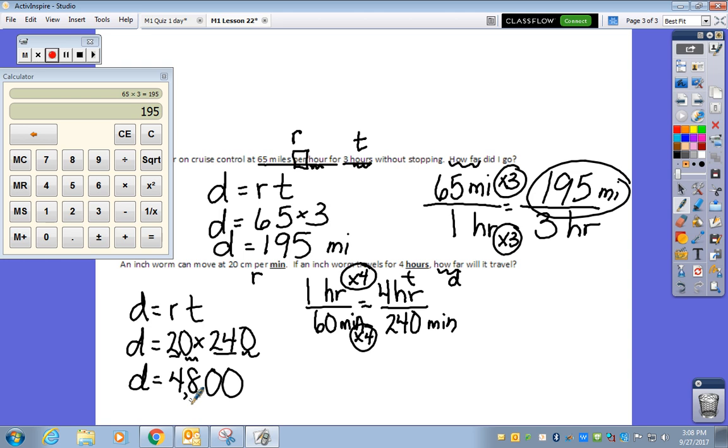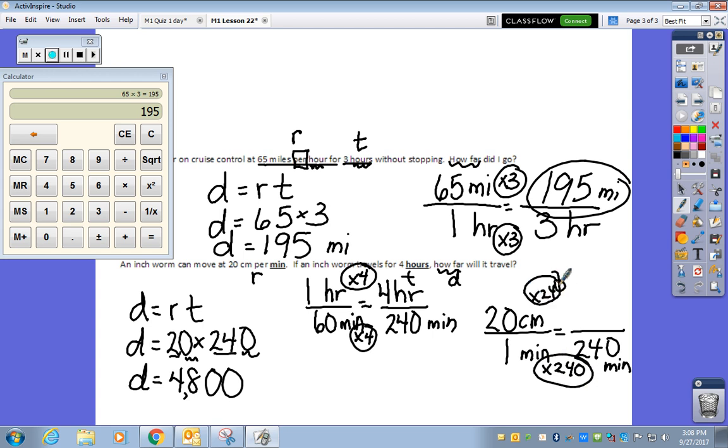Okay, and you can do the same thing with equal fractions as well. 20 centimeters for 1 minute is equal to how much for 240 minutes. Again, you would have to do that conversion to figure out the minutes to minutes. Times 240 here, times 240 here. Get the same answer, same math. You would have to do this for both methods.